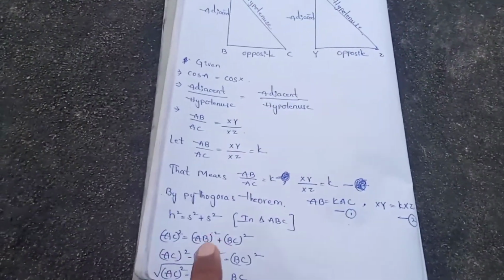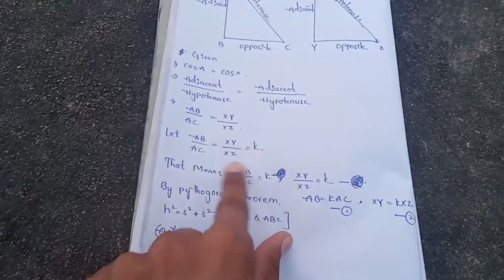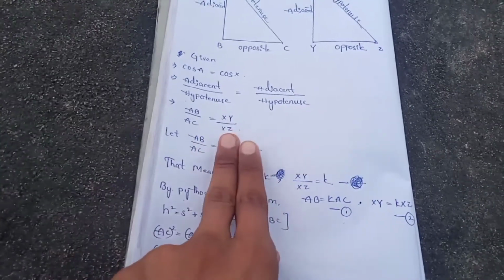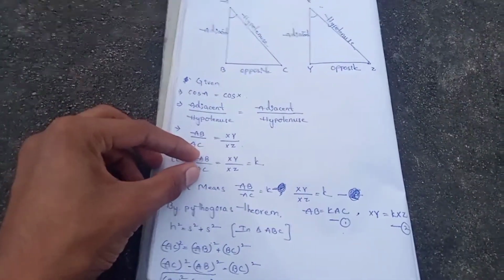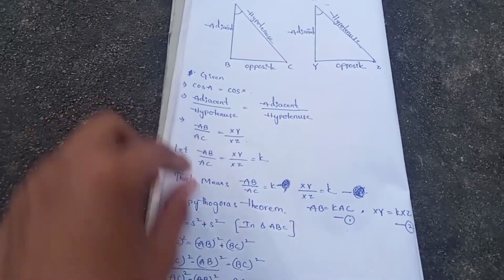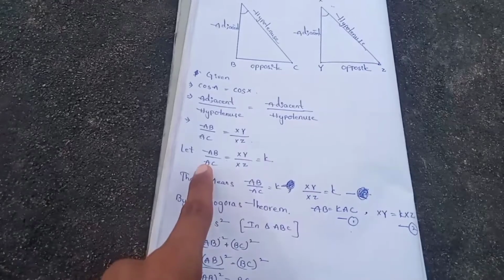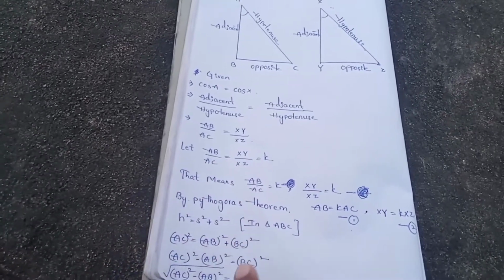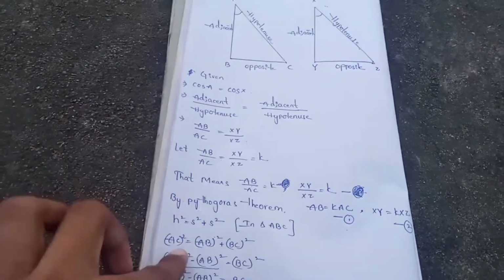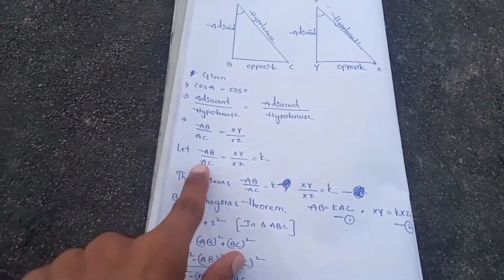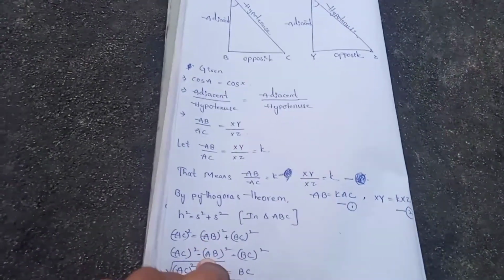See here, understand it very clearly. In triangle ABC, we have to look at this only. AB and AC are there here, but BC is not there here. So we have to take BC separately. Understand? AB and AC are there, but BC is not, so we have to find the value of BC.